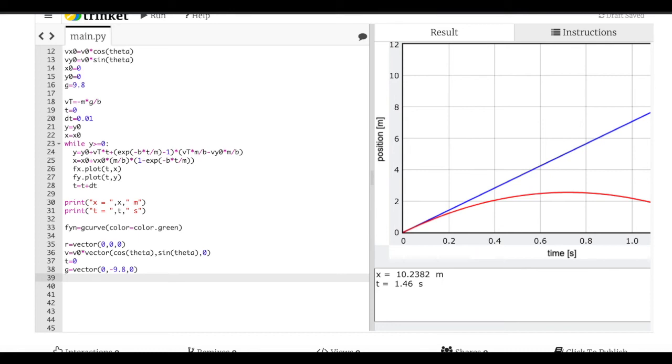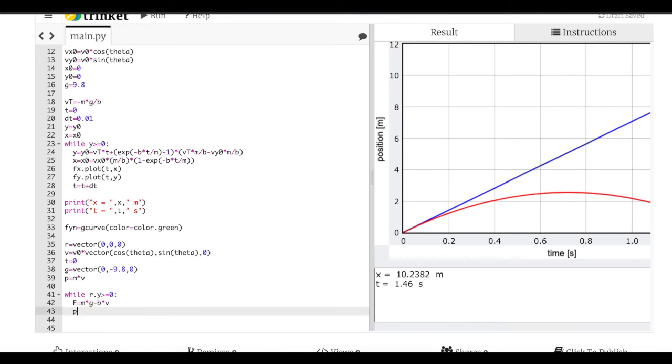Now I do still have the mass. I'm going to use the momentum principle here, so I'm going to say p equals m times v. And I think I am ready. So let's say while r.y is greater than or equal to 0, just like before, now I'm going to calculate the net force. F equals m times g. Now g is a vector, right? So I can do that. Minus b times v. You'll notice this is also a vector, so the whole thing works just fine, and I get a force as a vector.